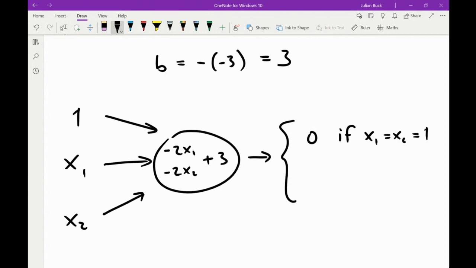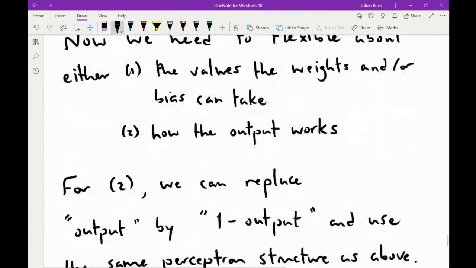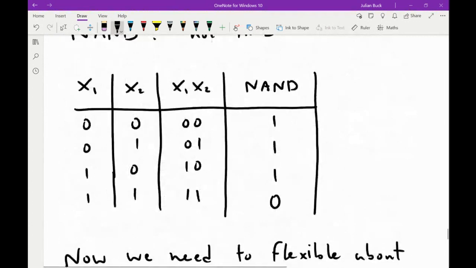Okay, but if either of them is 0, the most that could be, or like the least it could be, is -2 plus 3 is +1. It's either going to equal +1 or +3, and so it's 1 otherwise. Okay. So it only outputs a 0 if both are true. Otherwise, it outputs a 1. That's exactly what the NAND gate is supposed to do. It's the negation of the AND. Okay.